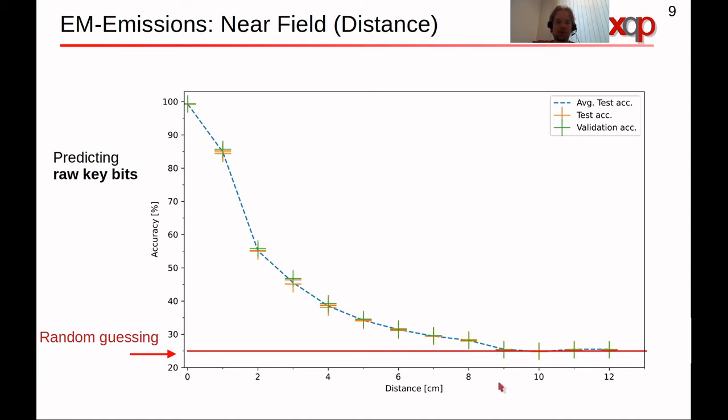Also, metallic shielding, assuming it is properly grounded, can mitigate this attack quite effectively. However, one should test if the attack is possible or not.